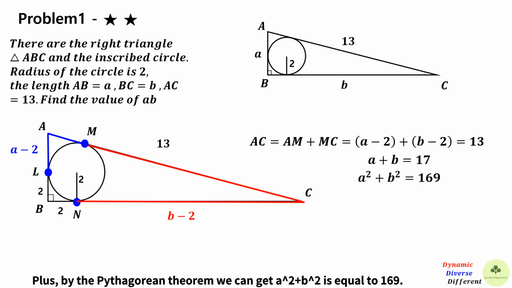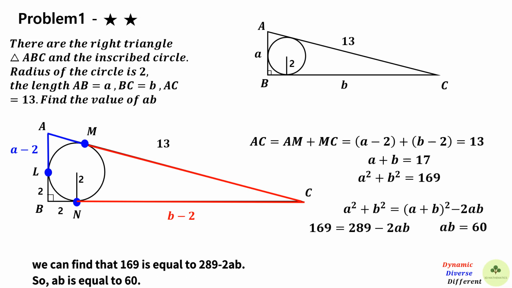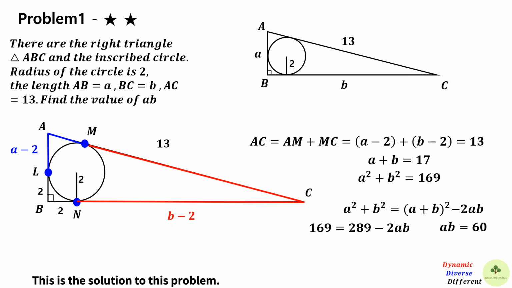Plus, by the Pythagorean theorem, we can get A squared plus B squared is equal to 169. By the formulas of multiplication, we can find that 169 is equal to 289 minus 2AB. So AB is equal to 60. This is the solution to this problem. Is everything clear? Then let's move to the next problem.